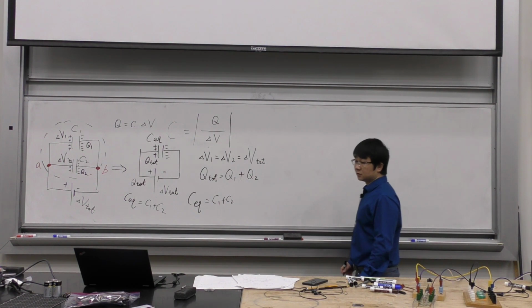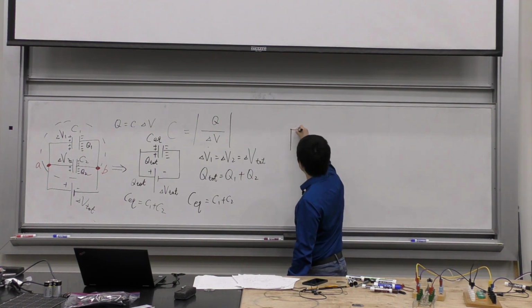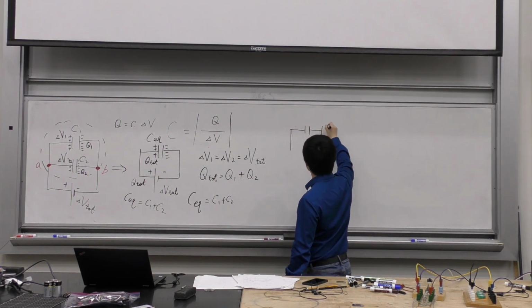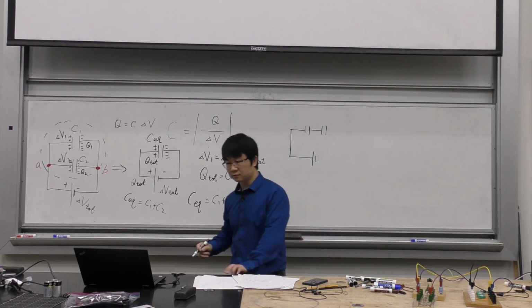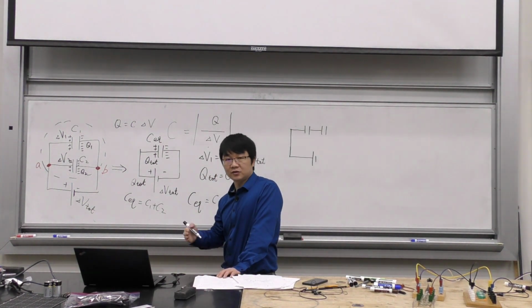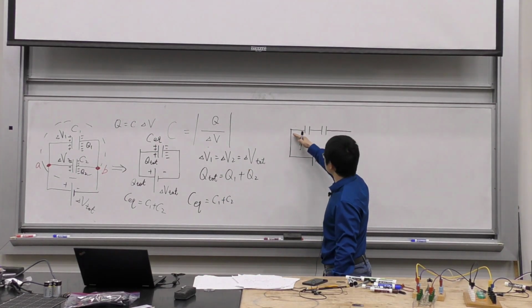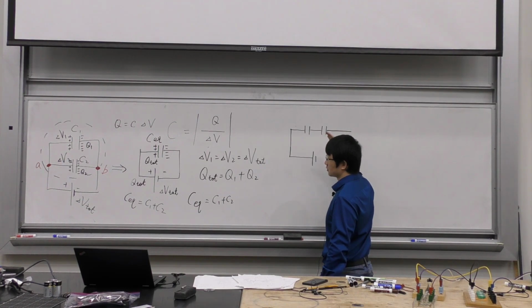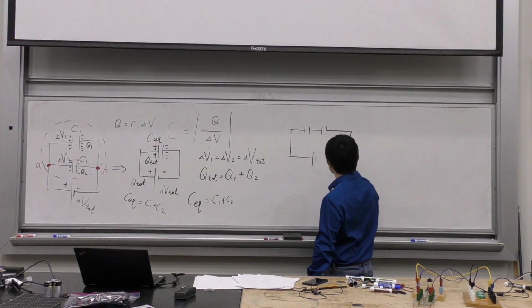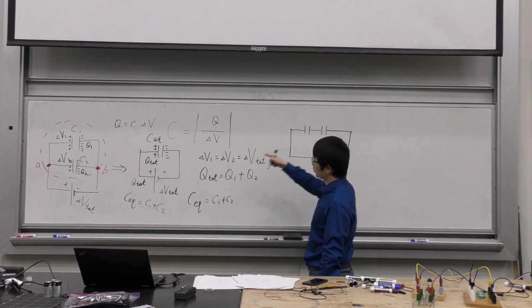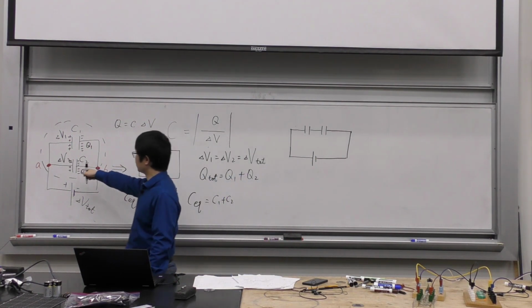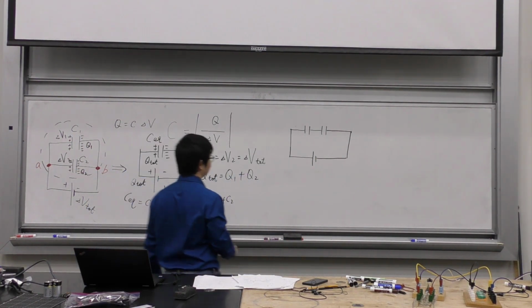Now, series is this. You have these two capacitors, let's just still use two, connected one after the other and forming a single path. You see that there's only one path connecting them, and the path doesn't split. That's called a series. So it's definitely different from that.